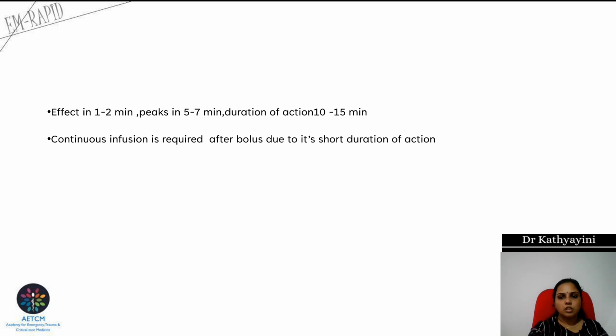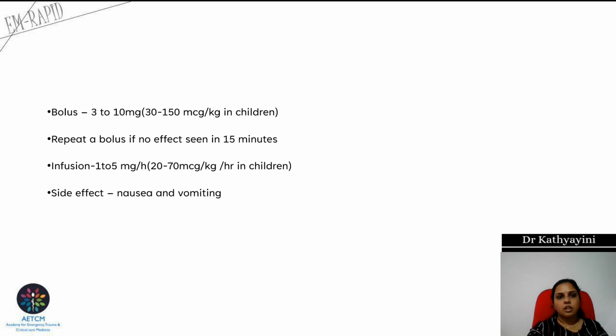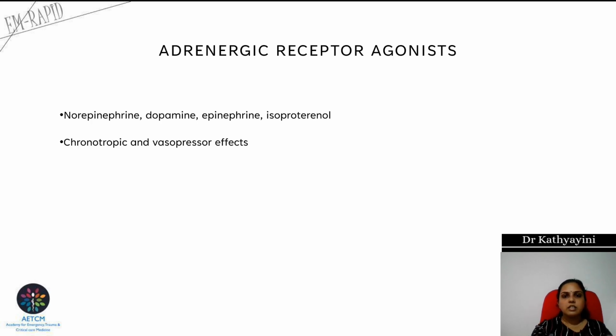So the short duration of action requires a bolus followed by an infusion. The bolus dose is 3 to 10 milligrams, and if the effect is not seen, we can repeat the bolus after 10 to 15 minutes, and we can follow it by an infusion at the rate of 1 to 5 milligrams per hour. The side effects commonly seen are nausea and vomiting. Adrenergic receptor agonists, norepinephrine, dopamine, epinephrine, isoproterenol, all can be used in the treatment of bradycardia and hypotension.